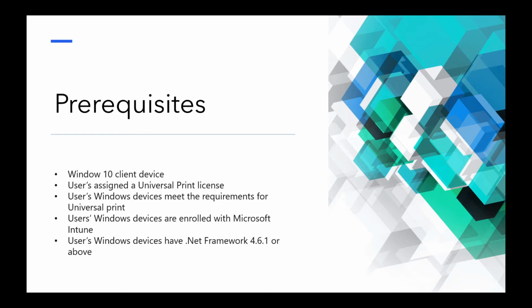Here are some prerequisites you will need to deploy printers to Windows 10 client devices using Microsoft Intune and Universal Print. The user must be assigned a Universal Print license. The user's Windows devices must meet the requirements for Universal Print, and the user's Windows devices must be enrolled with Microsoft Intune and have .NET Framework 4.6.1 or above.